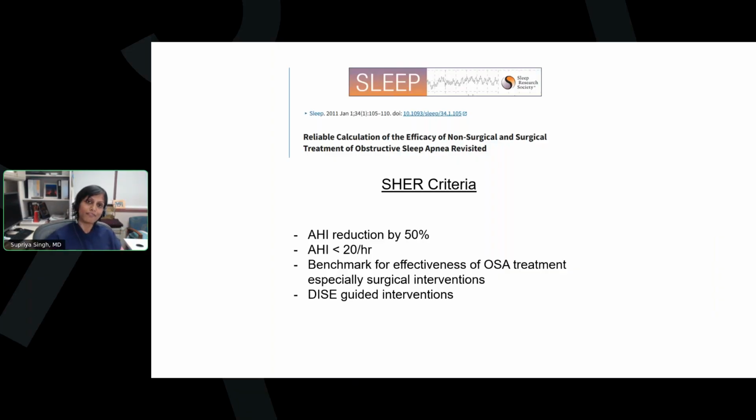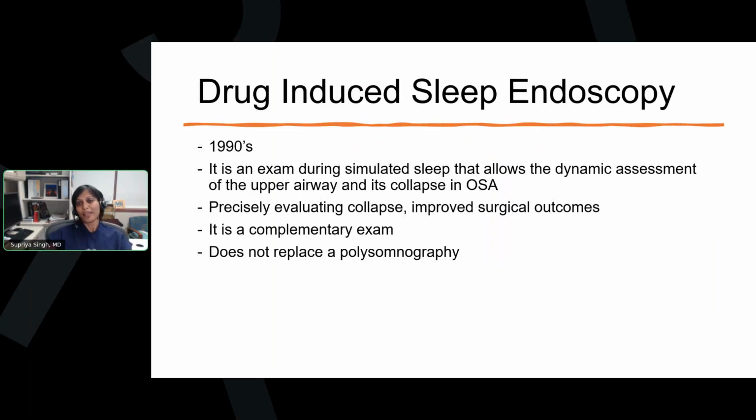The thought was that if in real time we can visualize which area of the upper airway is collapsing, hopefully the surgical outcomes will be improved. So DISE came into play around the 1990s. It's an exam during simulated sleep that allows us to examine the upper airway in real time and figure out, when apnea happens, which is the area that is collapsing. Based on this precise evaluation, our hope is that the surgical outcomes can be improved as well.